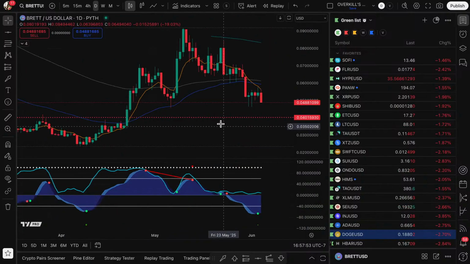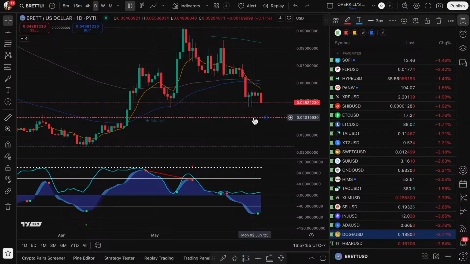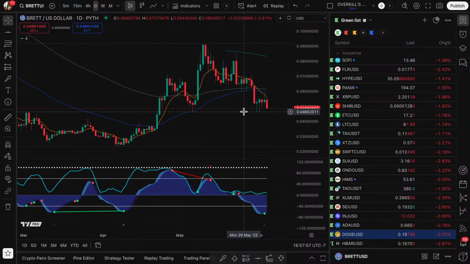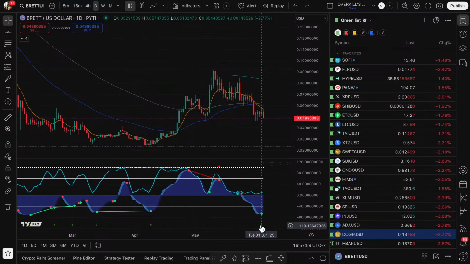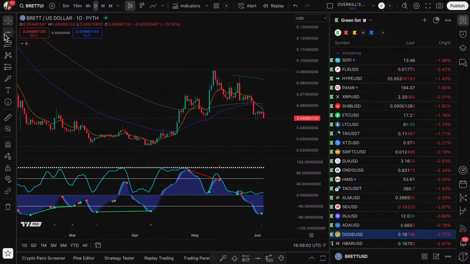We need a green day tomorrow. Okay, if we get a big, fat, nasty red day tomorrow, we're just going to have to sit on our hands for a bit and wait for a bottom here. So tomorrow's going to be an interesting day, folks.